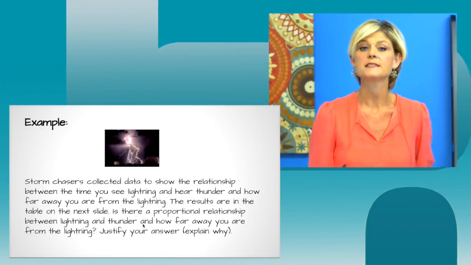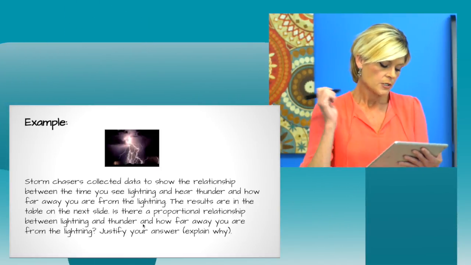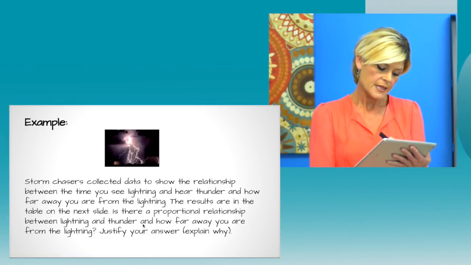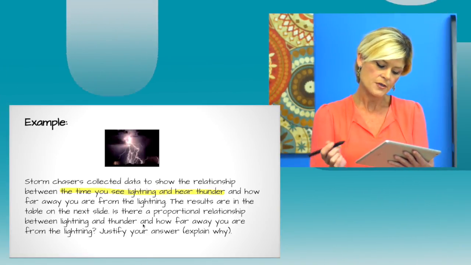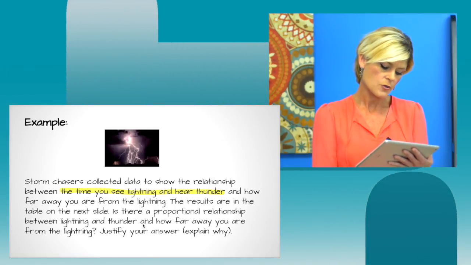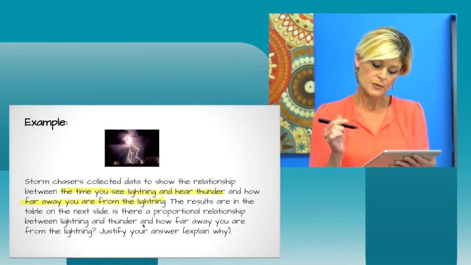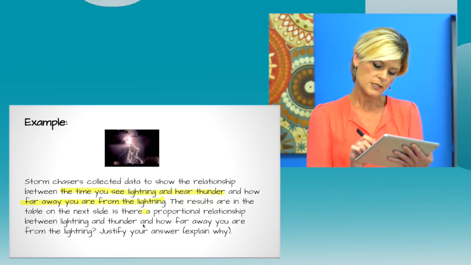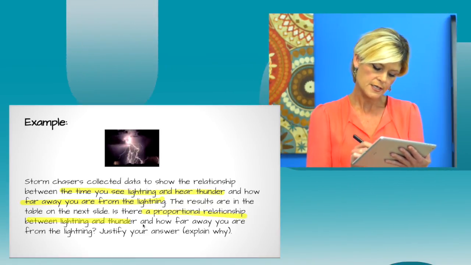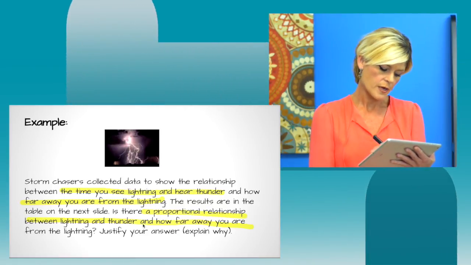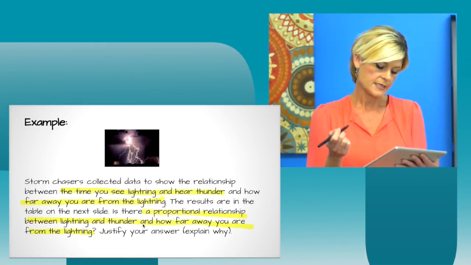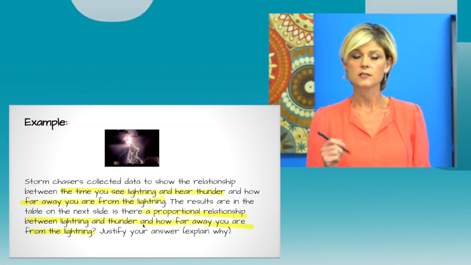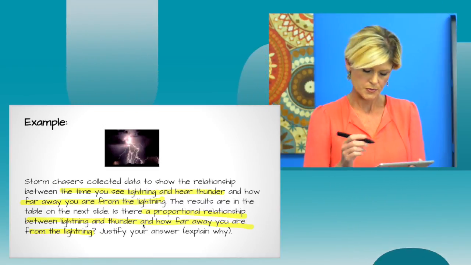And this one is something you might see in the real world. Okay, storm chasers collected data to show the relationship between the time you see lightning and hear thunder and how far away you are from the lightning. The results are in the table on the next slide. Is there a proportional relationship between lightning and thunder and how far you are away from the lightning? And then it says justify your answer. And what that basically means is that the question just is asking you to explain why or how you came up with your answer.